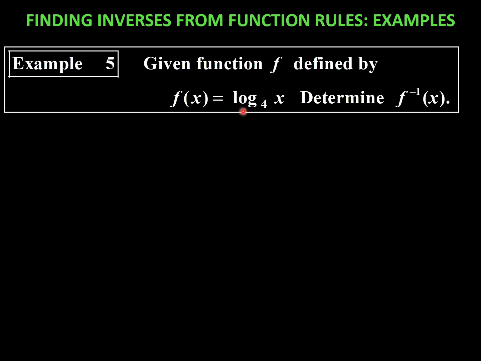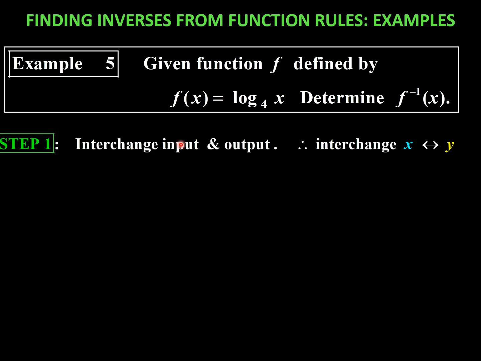In this case, we have a rule f of x equal to log of x to the base 4, and we want to determine the inverse for that rule. Let's start as before. We're going to interchange the x and the y. Let's use the same color coding. So there we've got, this is given, y equal to log of x to the base 4. And that we now change, that becomes log base 4 of y equal to x. You can also read it like that, log base 4 of y equal to x.